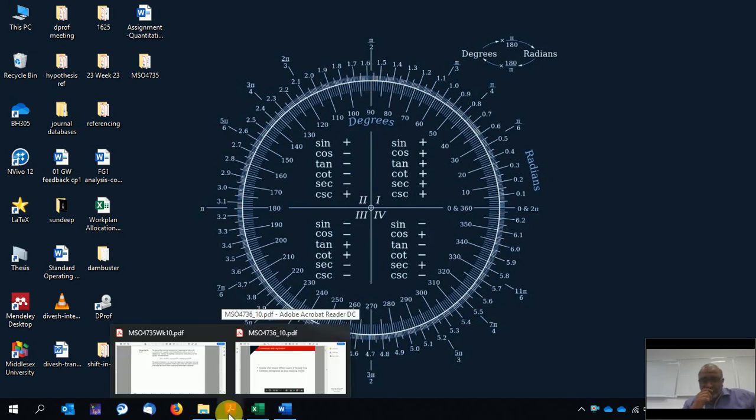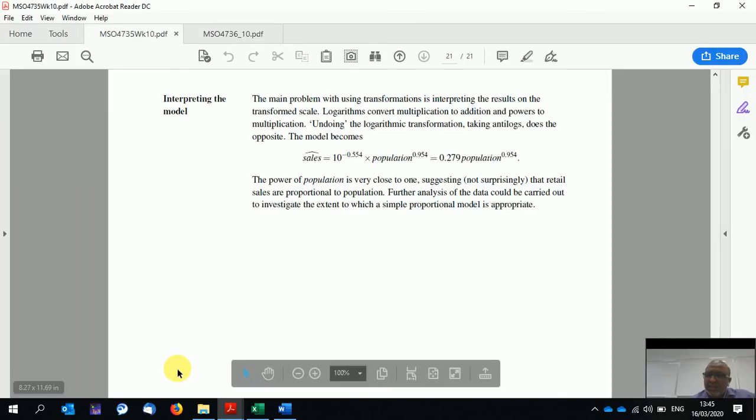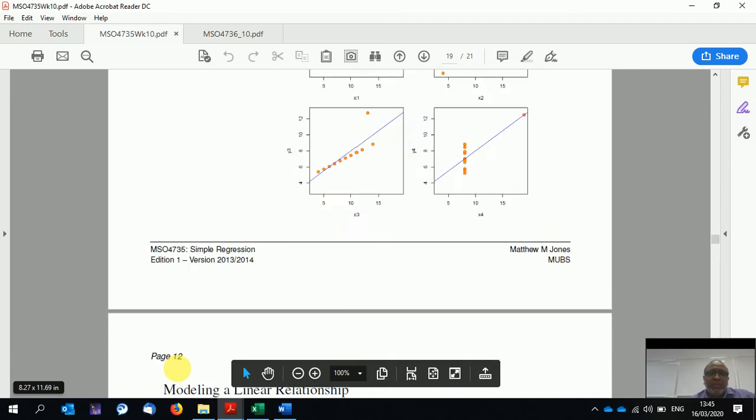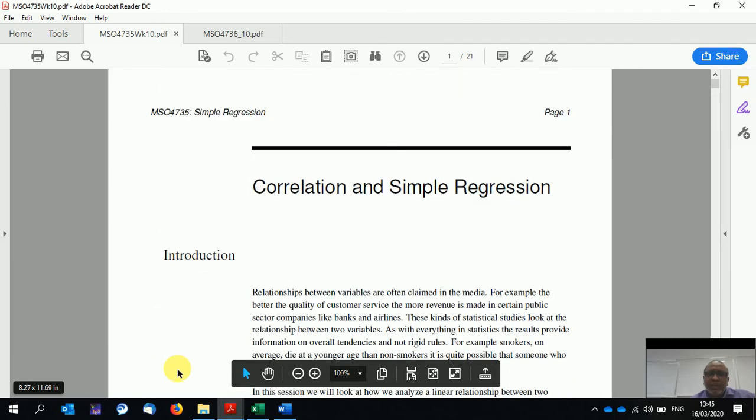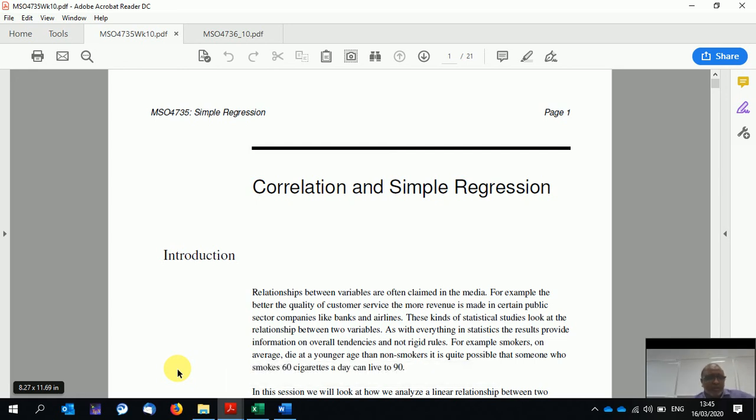Now, the chapter today is correlation and simple regression, and I will split this into two parts. So you will have a part one and a part two.